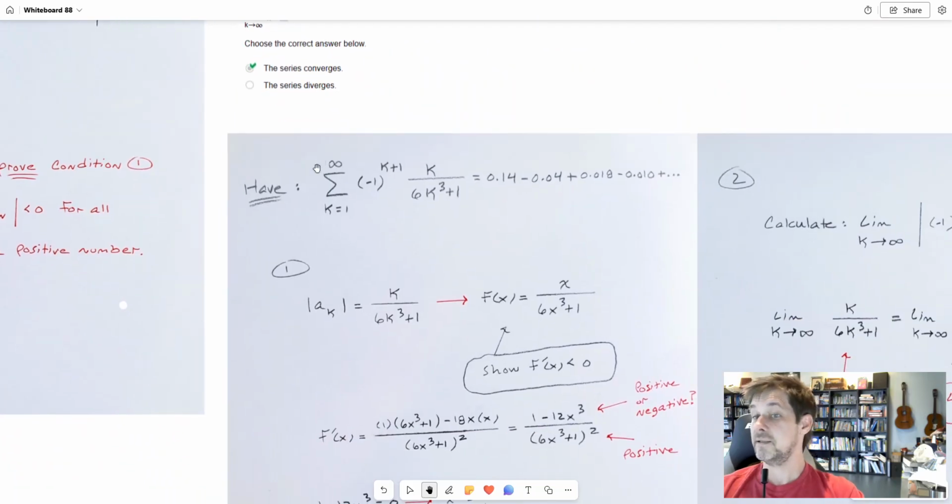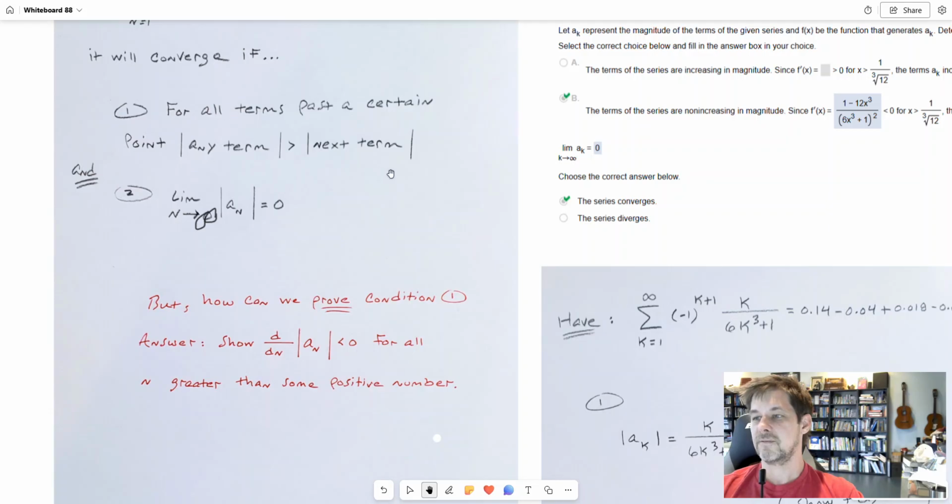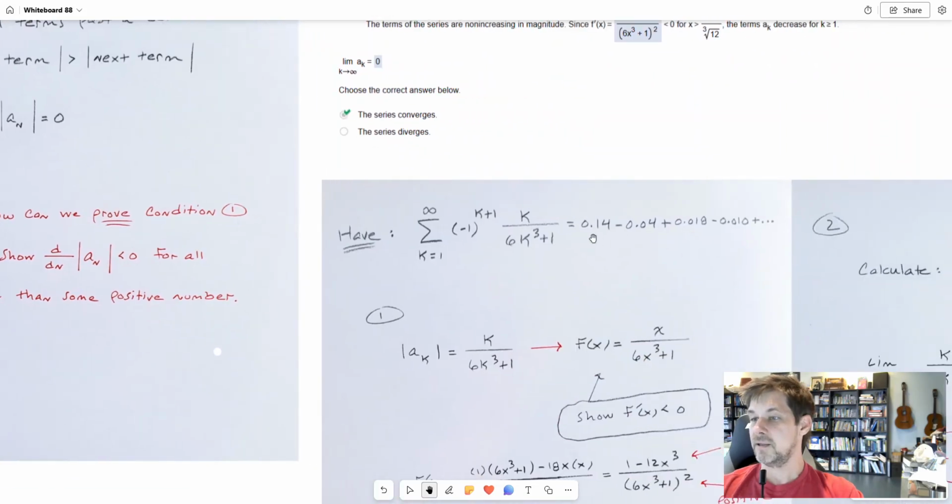Well, this is an infinite series, and this pattern would have to continue forever. I would have to know somehow that it's not just the first 4 I looked at where any term was bigger than the one that comes after it. That's got to continue forever.